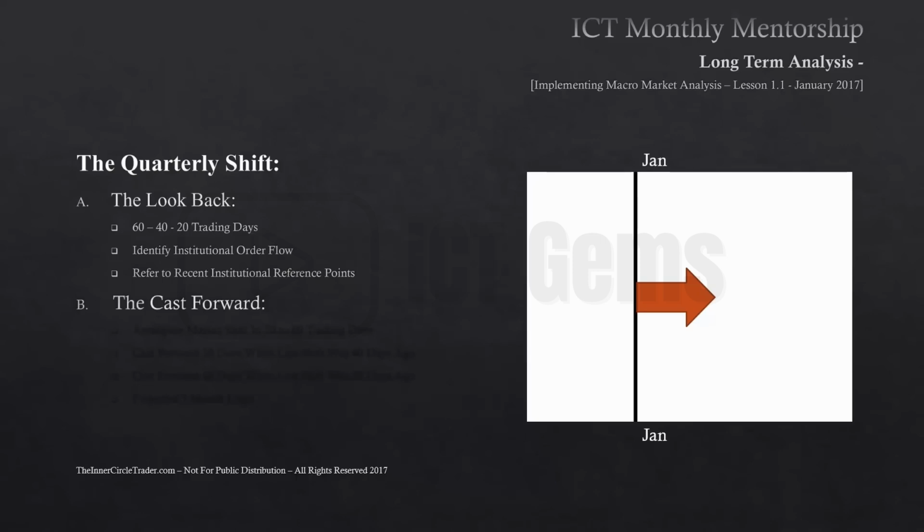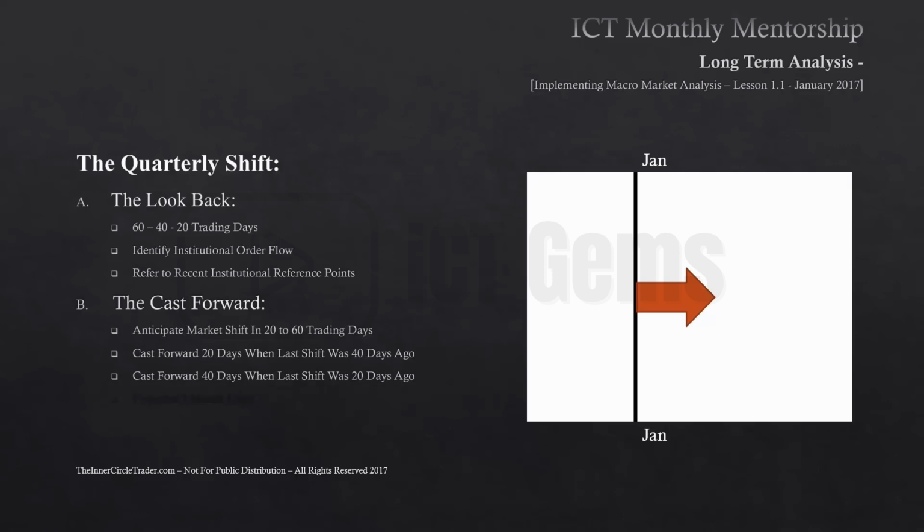Okay, the cast forward is when you look ahead with the same parameters we used when we looked back. We're anticipating the next market shift in 20 to 60 trading days. We cast forward 20 days to the right of our vertical line when the last shift was 40 days ago. We cast forward 40 days when the last shift was 20 days ago. We do this until we reach the extreme of the projected 3-month limit. In other words, where there would be another vertical line drawn on our chart capping 3 months.